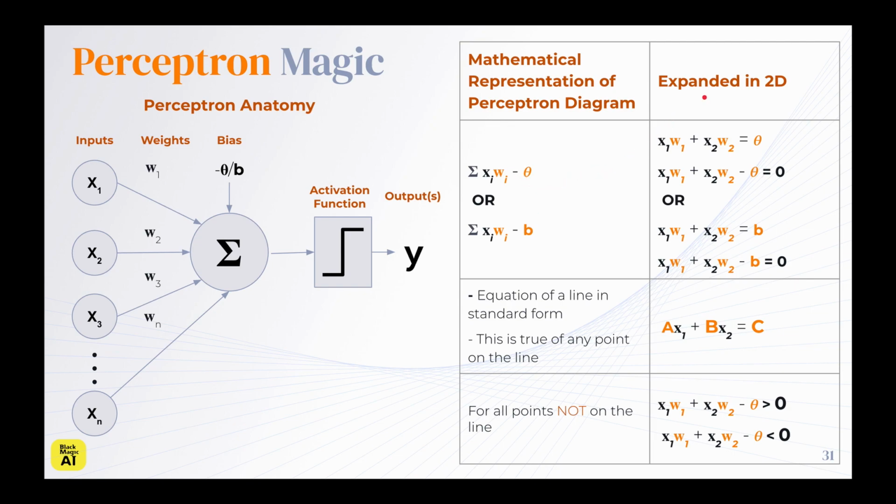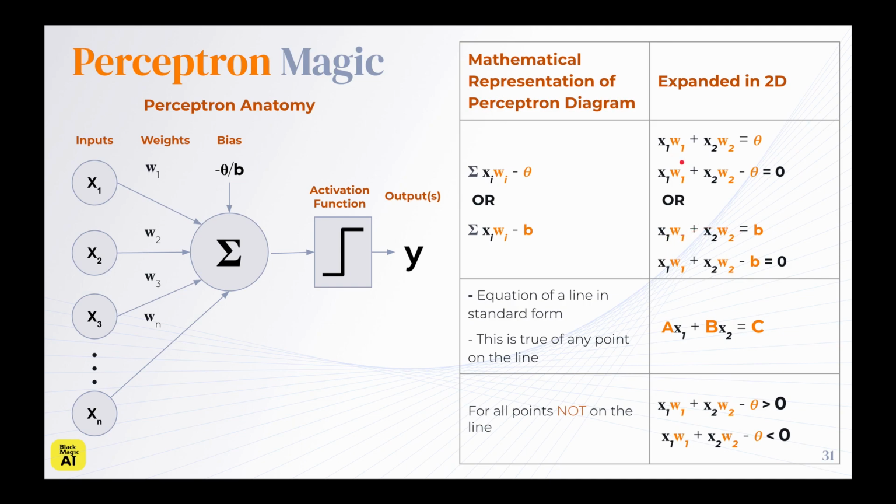On the expanded in 2D column, this represents what if we assume we have 2 inputs. We could have more, so it could be multidimensional, but in this example we're just going to use 2 dimensions, so we're going to have a subscript index of 1 and 2. If we expand this equation out in 2 dimensions, this is what it looks like: x sub 1 times w sub 1 plus x sub 2 times w sub 2 equals theta. Now, if we move theta to the left-hand side, then we have our summation minus theta equals 0. Or if you want to use the lowercase b notation, this is what it looks like, but they are equivalent.